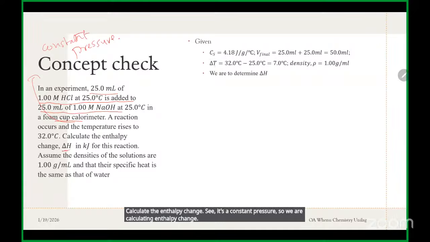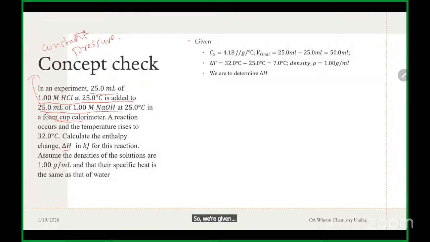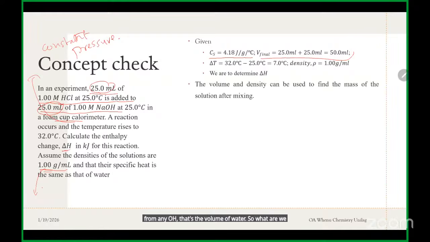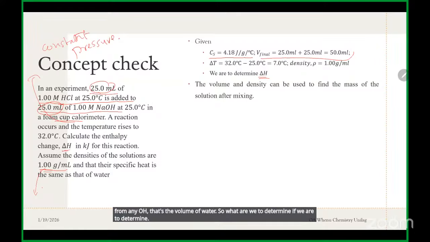So we're given: assume the density of the solutions to be 1 gram per mL. And this is often assumed because we're working in water, and more often than not, it's a dilute solution. So it's still the density of water that usually prevails. We know the specific heat capacity of water is this. The final volume will be the volume of HCl plus that of NaOH. That's the volume of water. So what are we to determine? We are to determine delta H.